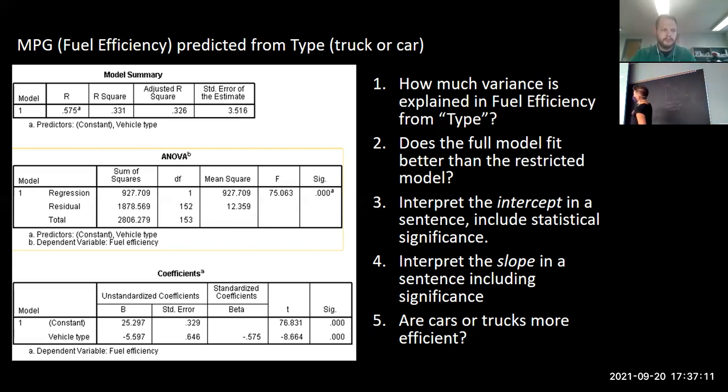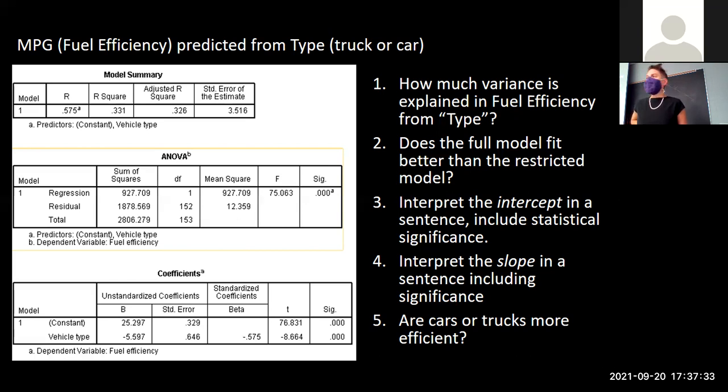So that sentence I liked a lot. Did anybody have a slightly different sentence? It's okay if you did. No? 25 miles per gallon is the expected miles per gallon for cars in this model.